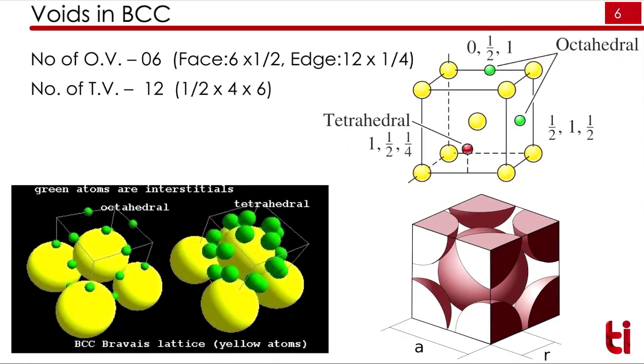In BCC, we have octahedral voids at the center of the face and the center of the edge. So I will write here octahedral void (OV) and tetrahedral void (TV). Now we will calculate how many octahedral voids there are.